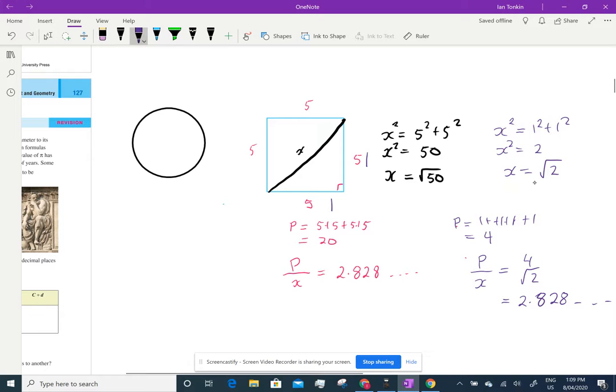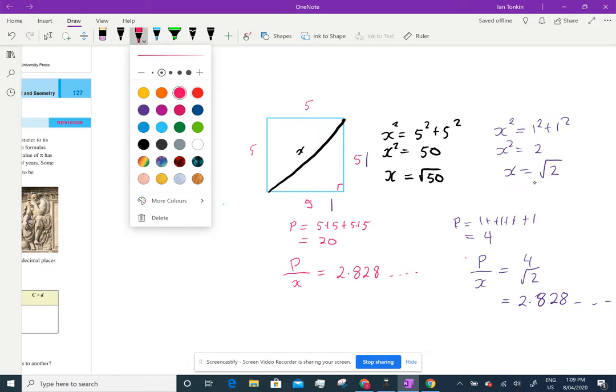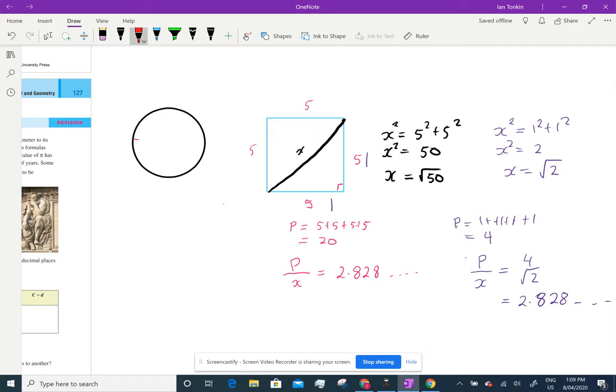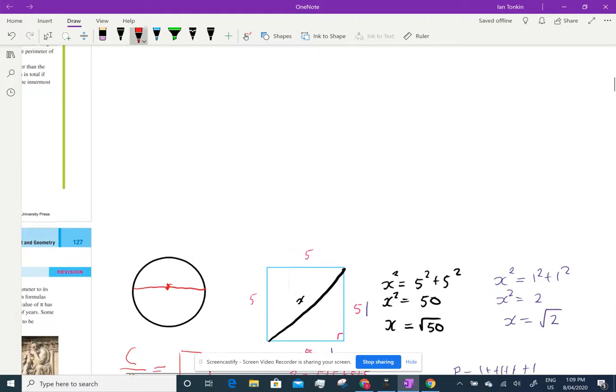And what are we trying to find? Well, we're trying to find the circumference of a circle. And we know that for all circles, the circumference over this line here, which is the diameter, will equal a set number. It doesn't matter what it is. And if I can find that number out, I can work out the circumference of any circle. So how can I do that?